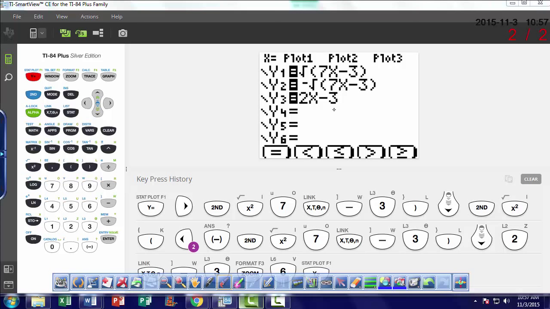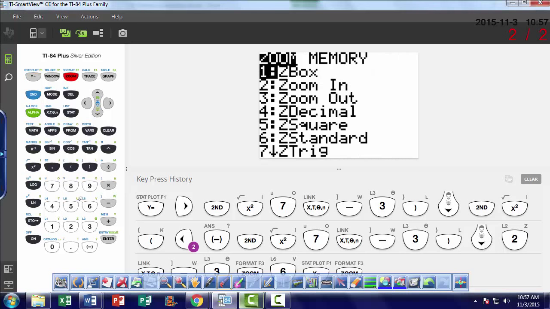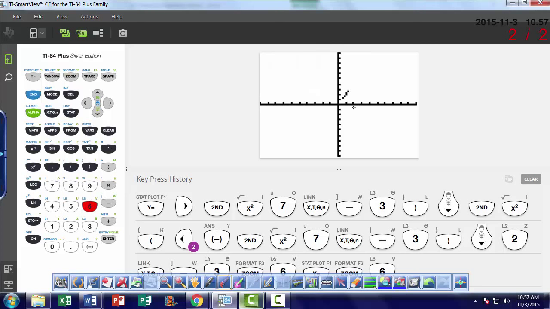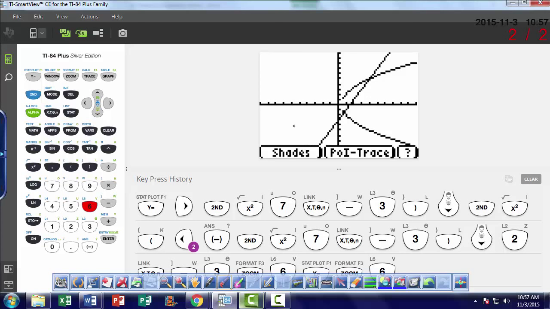And then you want to remember to hit zoom 6 so that it puts your window back to normal. Now sometimes on these problems you may need to change your window, if you can kind of tell that there's going to be another intersection point, or an intersection point at all, and you can't see it. Okay, so here I can see there's going to be an intersection point here and here.